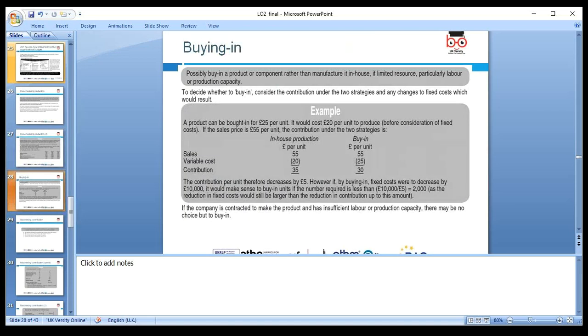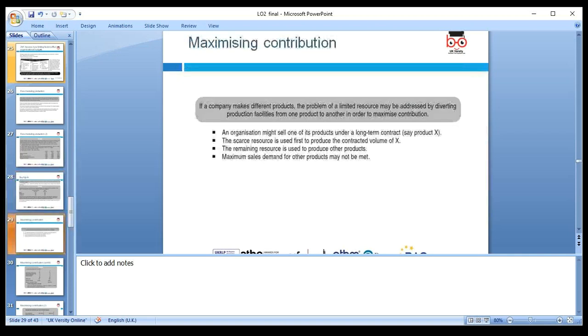Another option is buying in. We look around for the possible buying-in cost and find the contribution. Then we can decide whether to buy in or make, whether we outsource or make it ourselves within the factory. We need to look at maximizing our contribution.